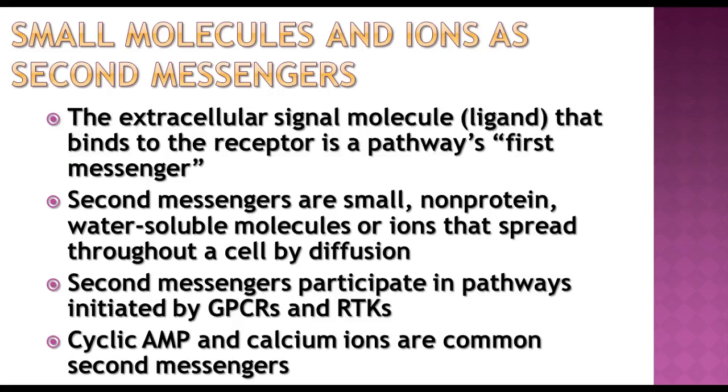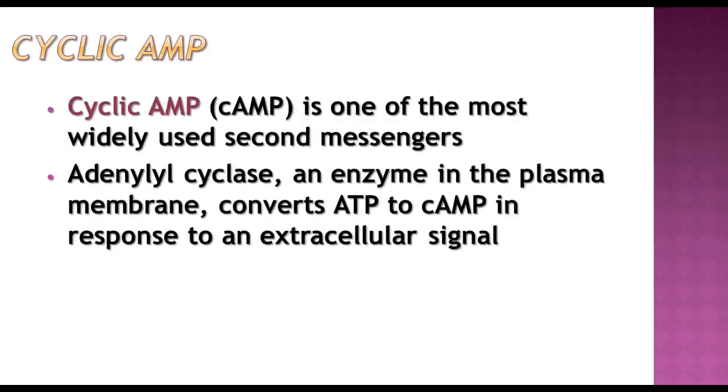There are also molecules that are called second messengers. Oftentimes they're small molecules or ions that can spread throughout the cell by diffusion and participate in pathways initiated by the GPCRs and RTKs we talked about earlier. Common ones are cyclic AMP or cAMP and calcium ions. cAMP, cyclic AMP, remember, is adenosine monophosphate, and so it's very widely used as a second messenger in a lot of pathways. There's an enzyme called adenylyl cyclase, which converts ATP to cAMP in response to a signal.